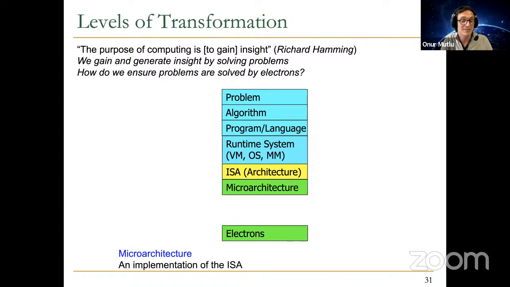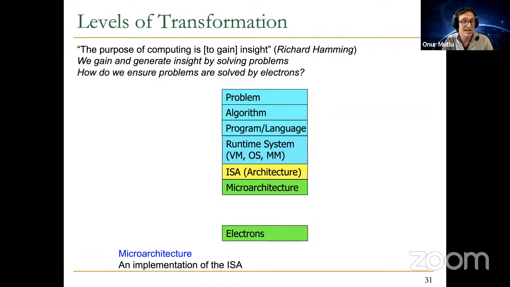This is really one implementation of the ISA. So today, for example, we have the x86 ISA, ARM ISA, and MIPS ISA, and many other ISAs. RISC-V is another ISA, for example. It's an open ISA. Microarchitecture is an implementation of the ISA that satisfies the contract. There may be many, many implementations of the ISA, as we will see in this course.